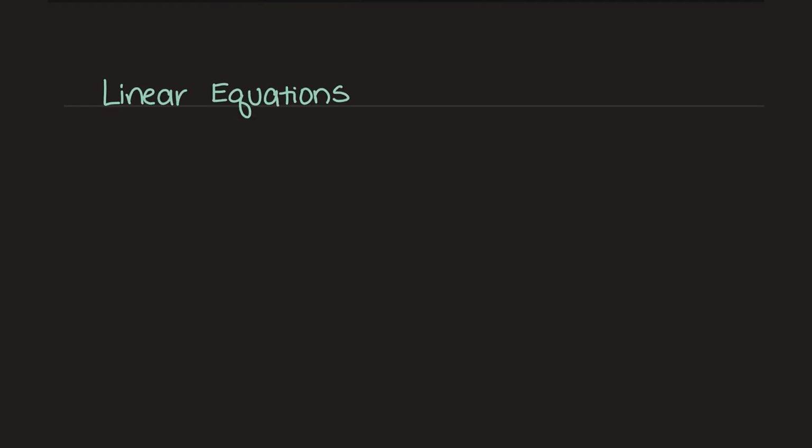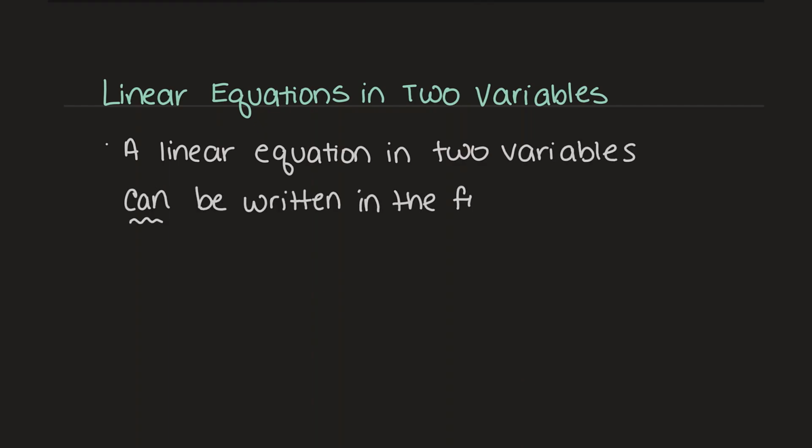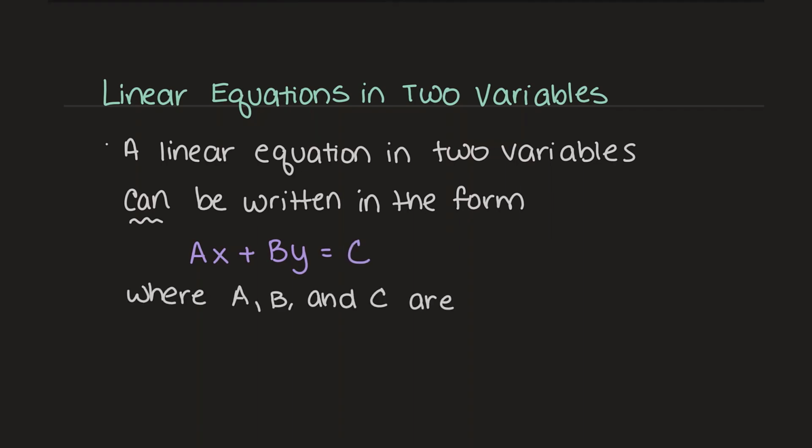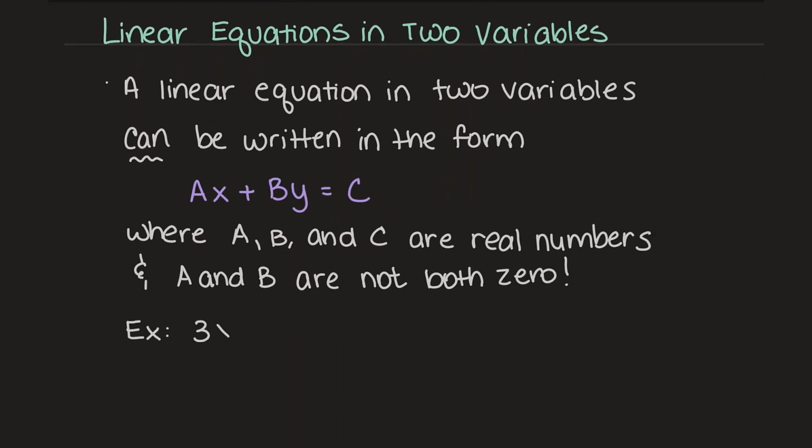Hey guys, so in this video we will be going over linear equations in two variables. So a linear equation in two variables can be written in the form ax plus by equals c, where a, b, and c are real numbers, and a and b are not both 0. So for example, 3x minus 5y equals 10 is a linear equation in two variables where a is 3, b is negative 5, and c is 10.